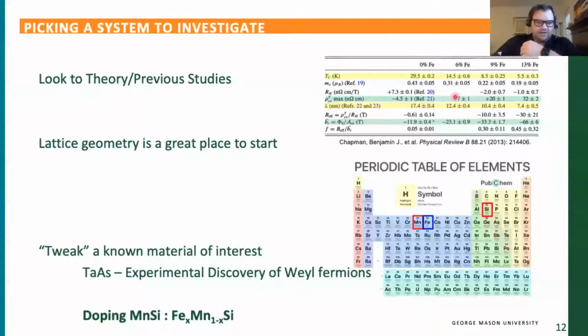This sign change here in the topological Hall effect that Nirmal mentioned occurs with only a few percent doping, and then it grows massively up to 13%. And similarly, this gauge field, or the effective field felt by the conduction electrons, is almost 6 times that of the parent compound at only 0.13 iron, or 13% doping.